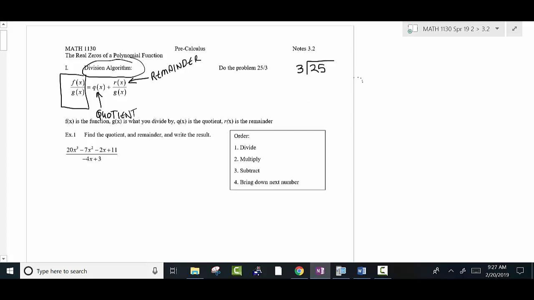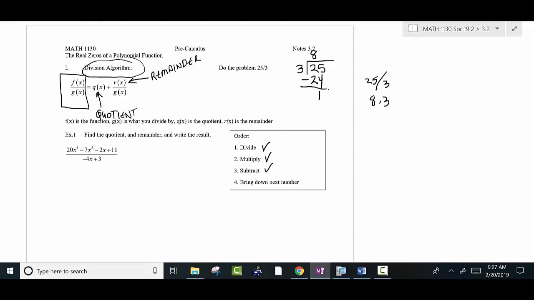So what you do on this side of the world is you do this. You just do 25 divided by 3, and you get as close as you can. That's 8. Okay, that's step 1, the division step. Then you do the multiplication step. You do 8 times 3. That's 24. Then you do the subtraction step like that. That gives you a 1. Okay, and then you're done. So we have an answer to that problem. If there was another number, you could bring that down. So that's your division algorithm.